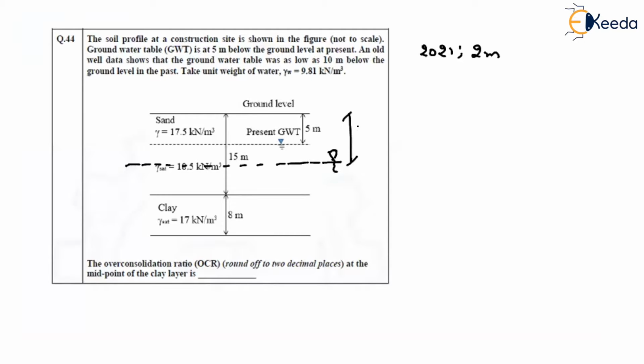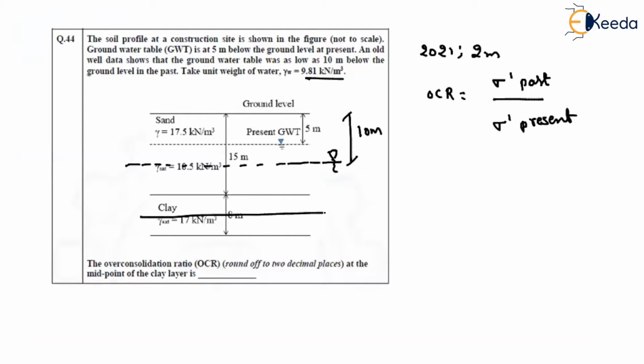Now what will be this distance? 10 meters. And what are they asking? Unit weight of water is considered 9.81. We have to find the over consolidation ratio. How can I find it? This is nothing but the effective stress at any point in the past divided by the effective stress at that point in the present. They need to find it at the middle of the clay layer.